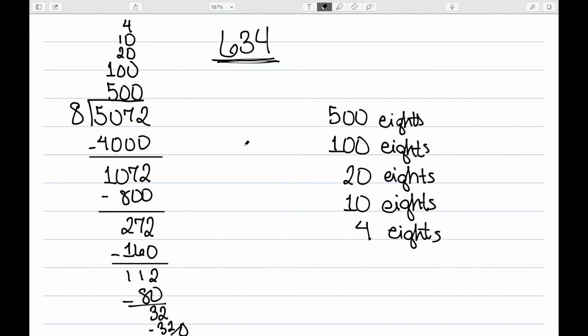If we're not sure exactly how many hundreds of eights or tens of eights, etc., we can do it in pieces. This is not the most efficient way to do this particular problem, but it does work. So it does give us some flexibility.